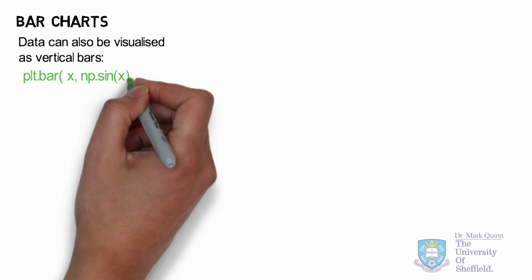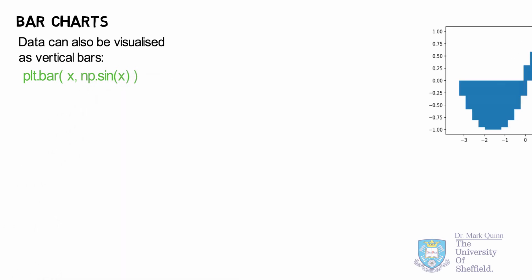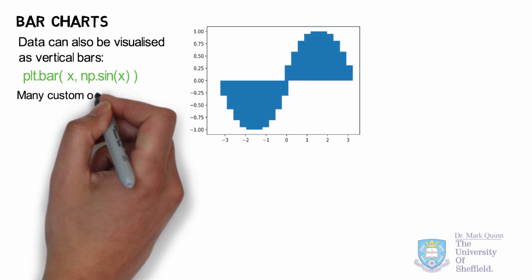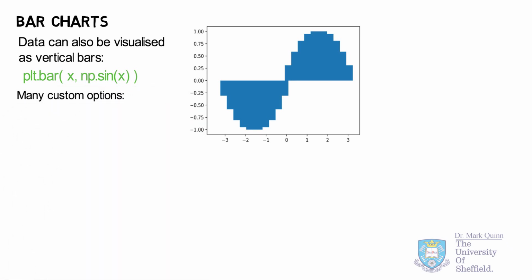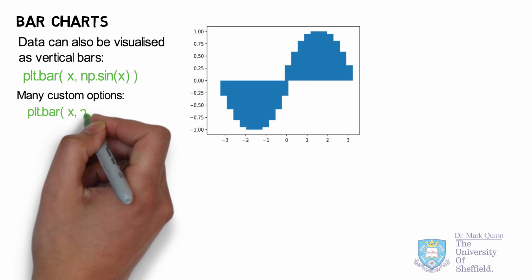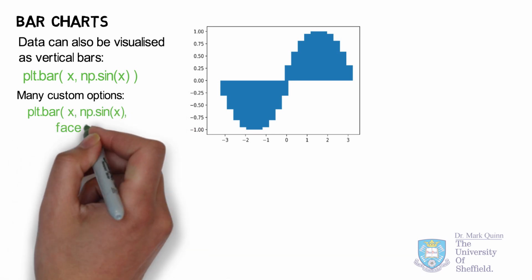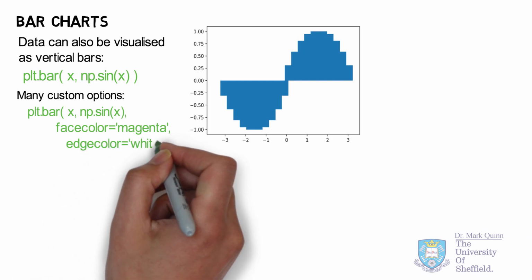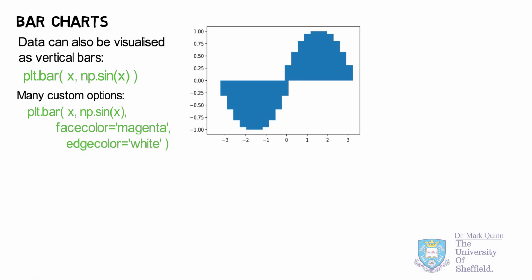And in this example, we will visualize the function sine of x using bars, and it indicates a nice wave-like pattern which may be useful. Besides the default parameters of blue bars, we can also customize any of our visualization functions. And here we can add white boundaries to the bars and also change their color to magenta.